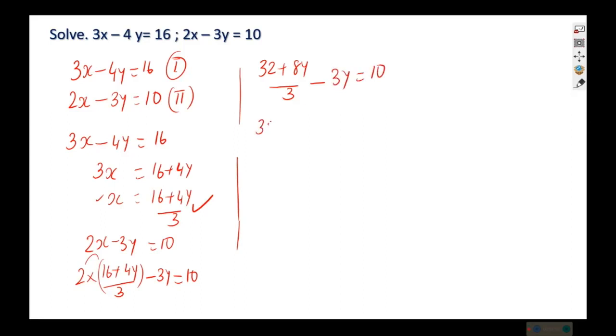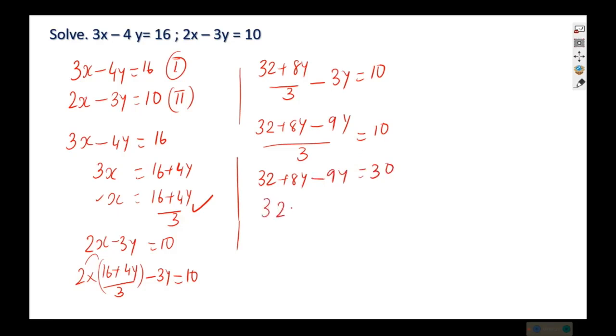We can write 32 plus 8y minus 9y upon 3 is equal to 10. Further we can write 32 plus 8y minus 9y is equal to 3 into 10, 30.